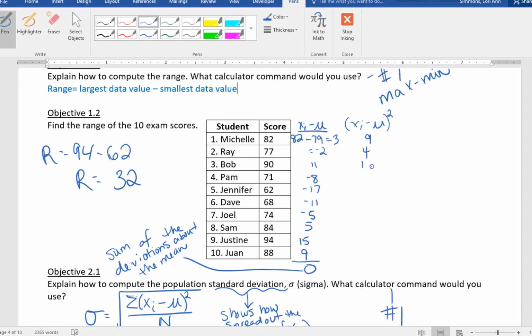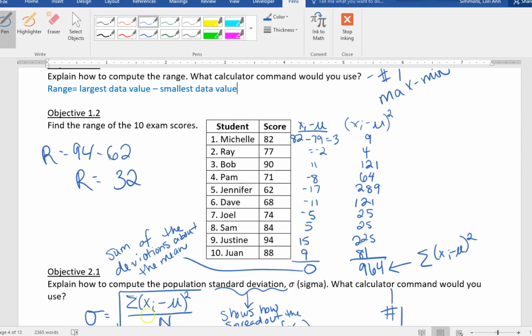11 squared is 121. And then 64. 289. 121. 25. 25. 225. And then 81. Add those together, we get 964. This is equal to your summation of xi minus mu squared.